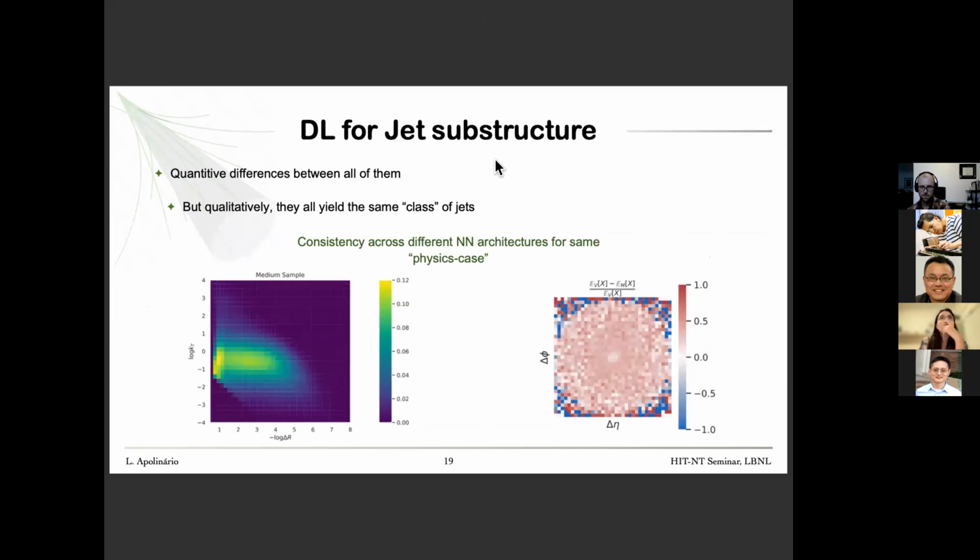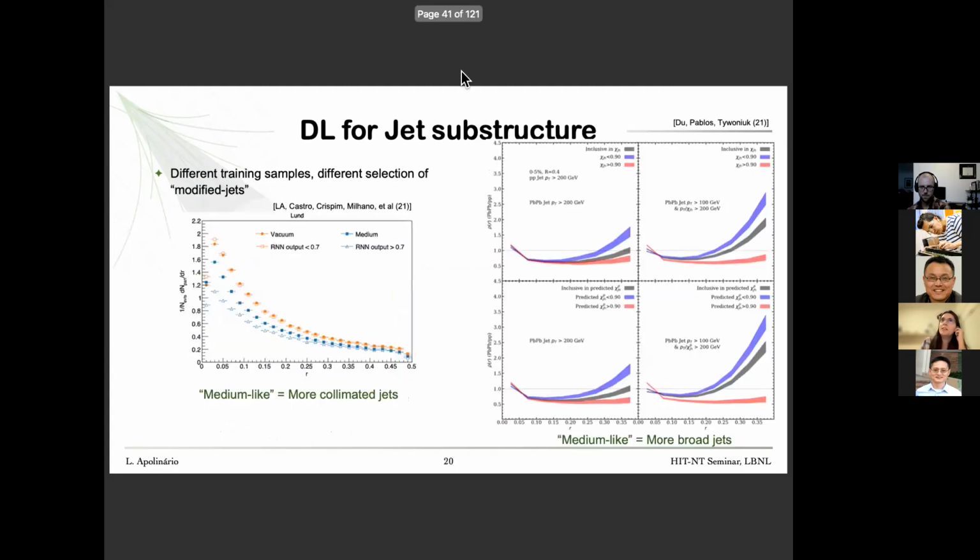Now, of course, when we look at the details, they all have differences. All the neural networks will yield different results, but qualitatively they all yield the same classes of jets. And this means that either jet images or Lund planes seem to deliver exactly the same kind of jet classifier. What is the problem in this kind of approach?